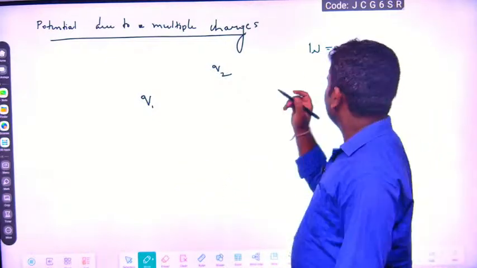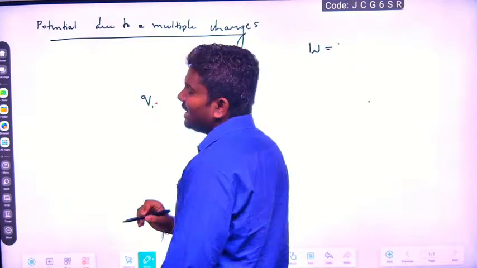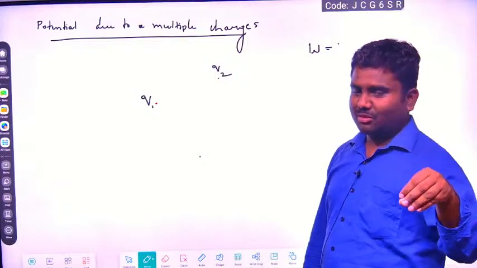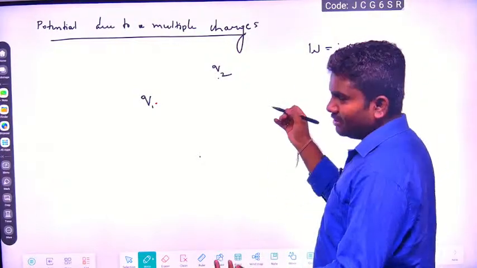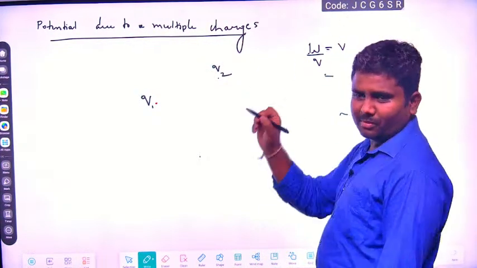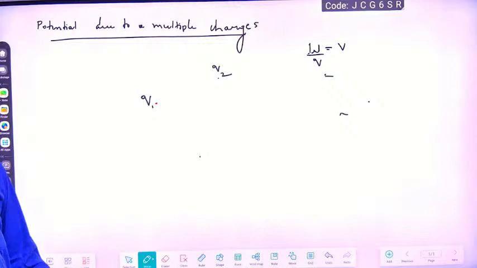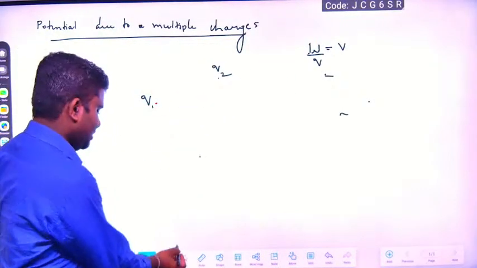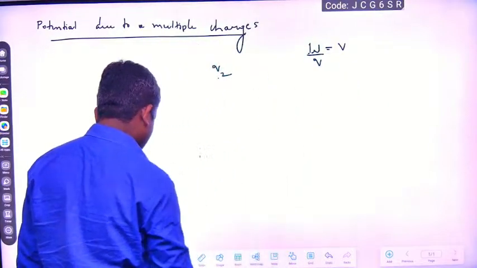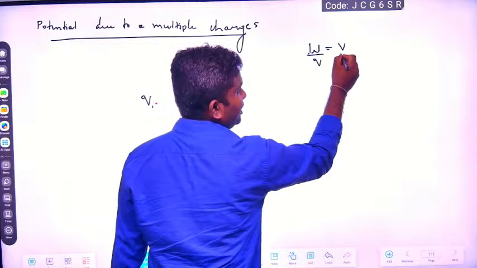Understood? So this work done is, for example, between one point and another point. Directly, we studied the potential value. What is the potential value? Work done per unit charge is potential, right? That's why work done per unit charge is potential. Now, how much work done you need to do? How much potential you need to apply?